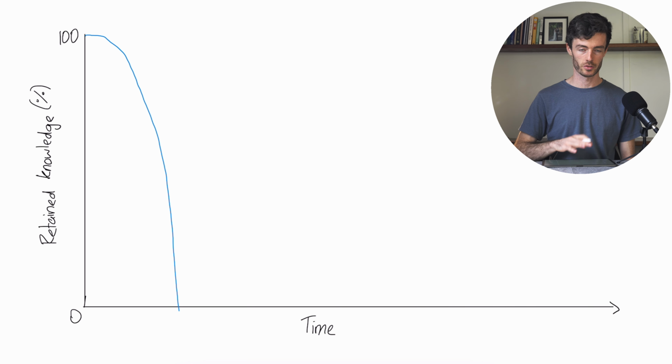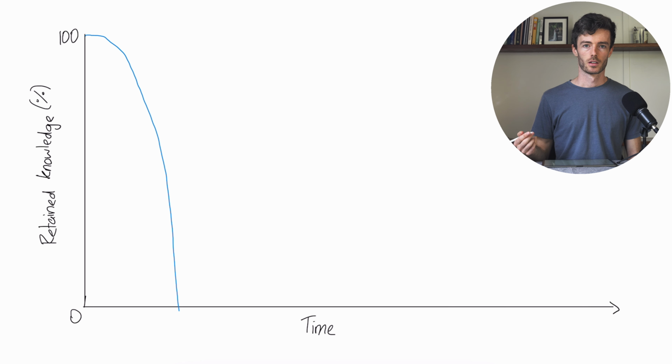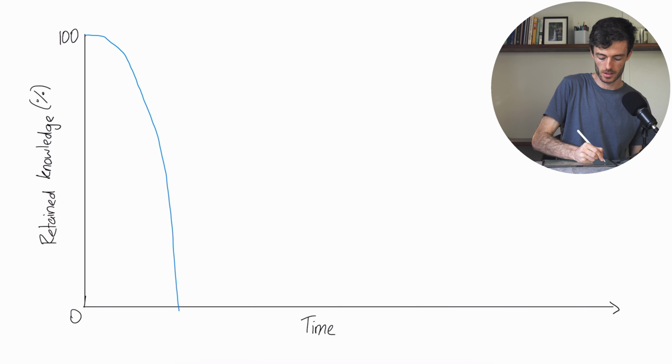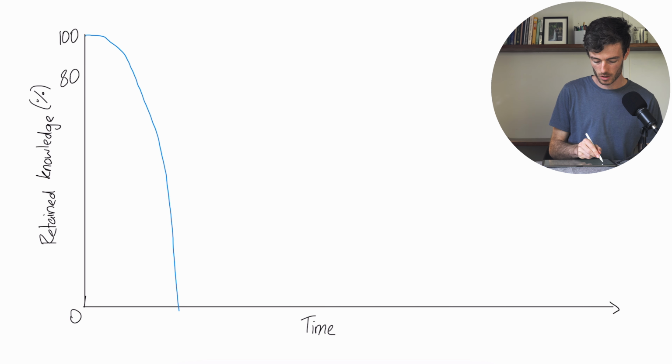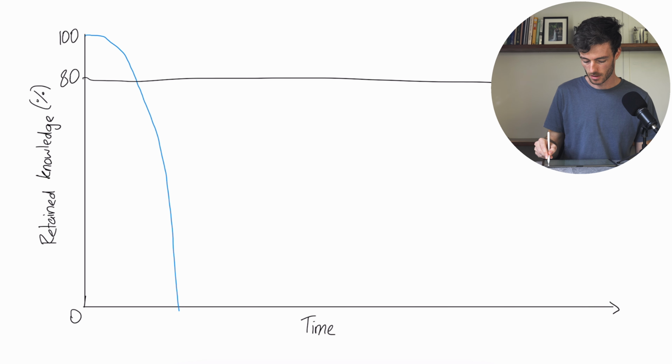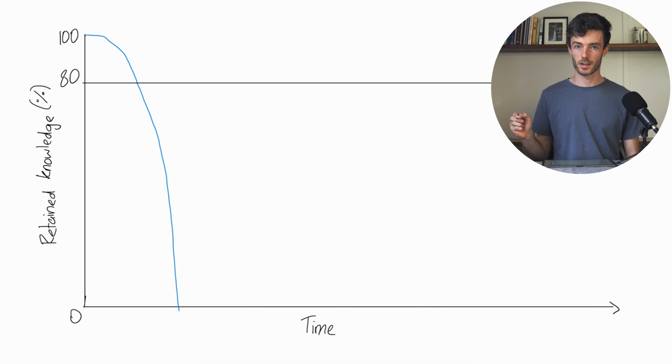So obviously we need to stop this curve from dropping out. We need to prevent the forgetting curve from getting too low, because then we just have to relearn everything once again. So let's say we're going to work with 80% retention for when we do our subsequent revisions. So let's add 80% to our y-axis here, and I'm going to draw across a line that indicates where that 80% mark is. And you can see that our forgetting curve crosses through that 80% mark.